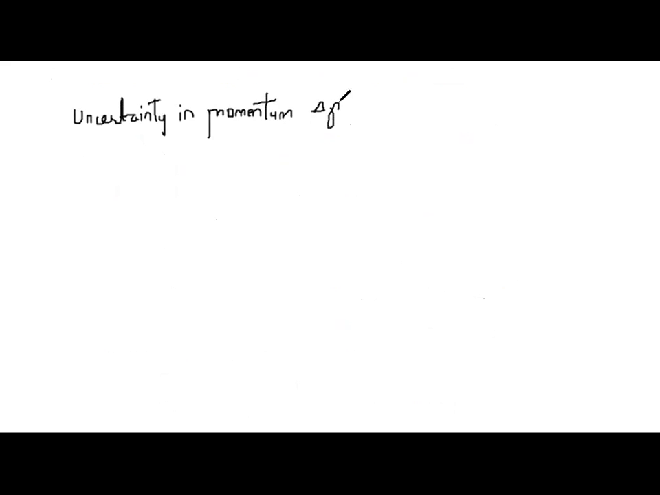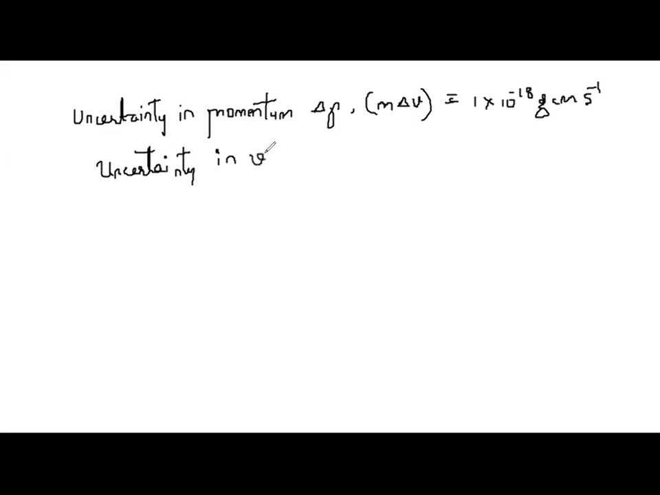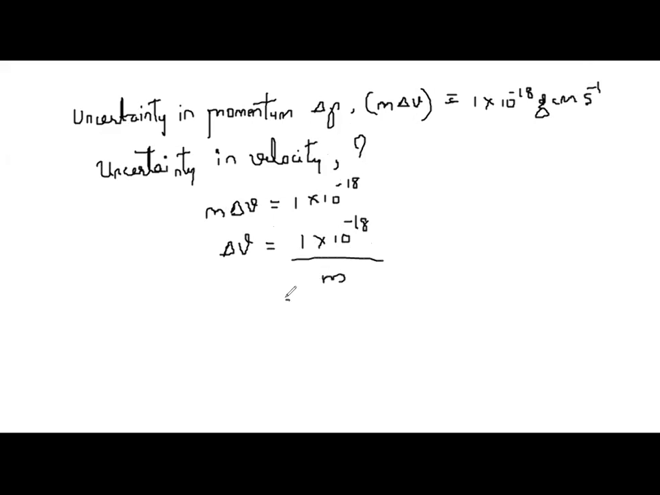Delta p can also be written as m delta v, because mass is given, correct? And they have said it is equal to 1 into 10 raised to minus 18 grams centimeter per second. This is given, and they have asked us to calculate the uncertainty in velocity. So how do we calculate it? If m delta v is equal to 1 into 10 raised to minus 18, delta v will be equal to 1 into 10 raised to minus 18 divided by mass. How much mass is given? The mass given is 9 into 10 raised to minus 28 grams. If the mass was given in kg, you would have converted this also in kg, but it is given in grams. So 1 by 9 is how much?